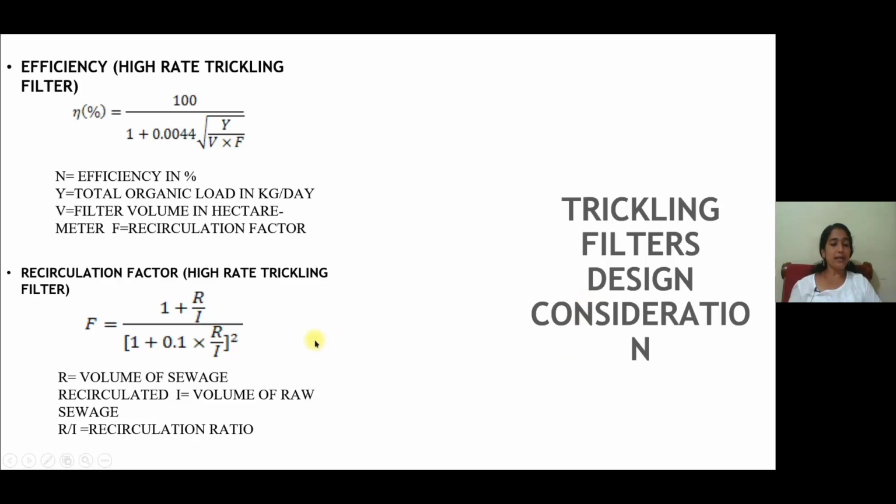The recirculation factor can be calculated by the following equation, that is F is equal to 1 plus R by I divided by 1 plus 0.1 into R by I, the square, where R is the volume of the sewage recirculated and I is the volume of the raw sewage, and R by I is the recirculation ratio.